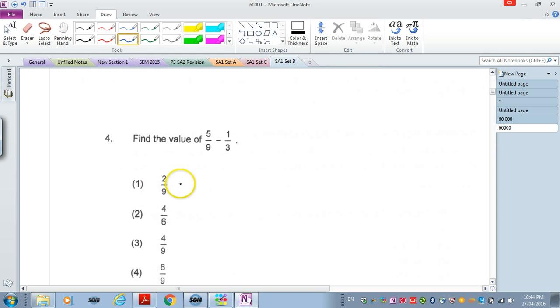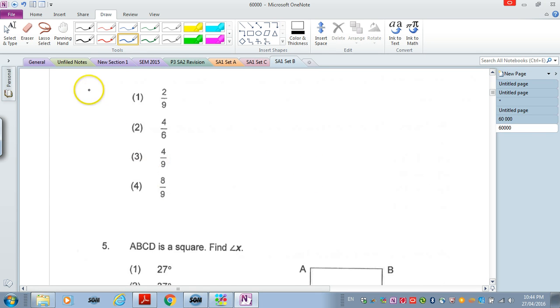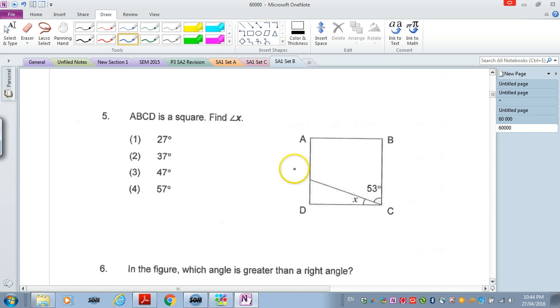Find the value of 5/9 minus 1/3. So first I need to change 1/3 to 3/9 because I multiply by 3. So 5/9 minus 3/9, answer would be 2/9. Option number 1.